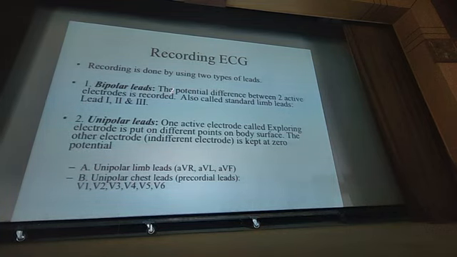Leads 1, 2, 3. These three leads only are bipolar leads.